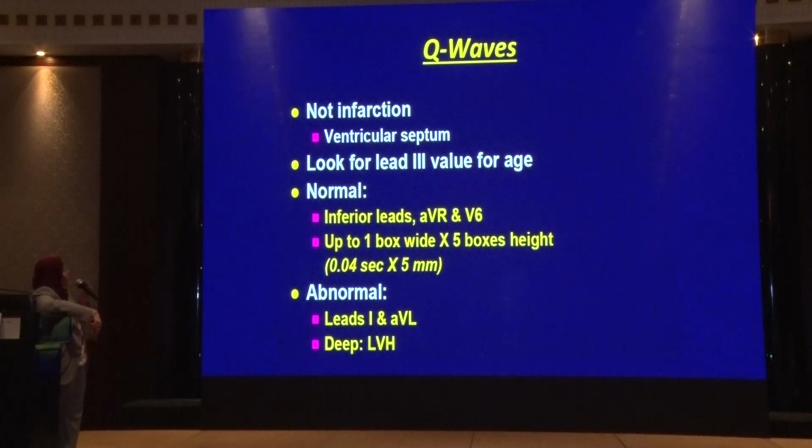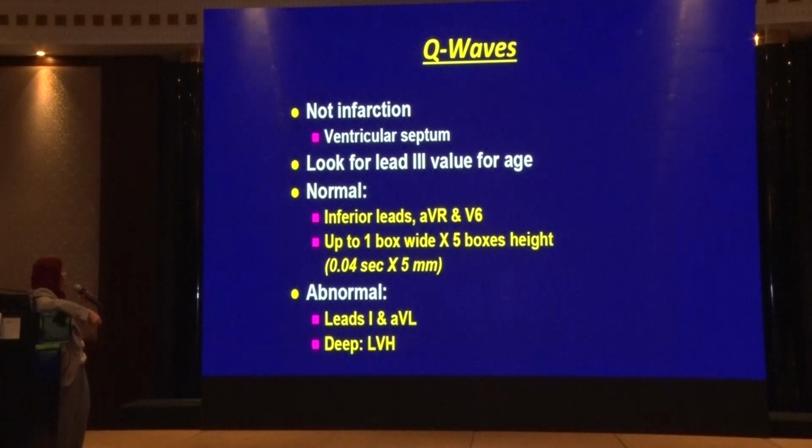So we should look for the lead 3 value for age. Most important, I will say, is the chart, the values for age. In anything you will see in the ECG, you should keep this in your pocket, and once you get a value, you look and compare it with the value for age. Okay, so it's normal to have it in the inferior leads and in the middle leads, V4, V3, and in the AVR. It can be up to 1 box in width, so it's a narrow wave, and it can be up to 5 boxes in height.